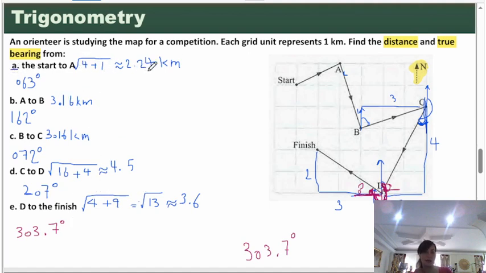Anyway, for part A, the distance was 2.24 kilometers and bearing is 063 degrees. Part B, the distance would be 3.16 and the bearing is 162, and go on. As I wrote for you, I should say we are done here.